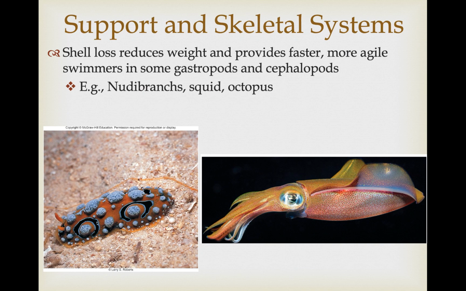As I mentioned, there have been a number of cases where the shell has been lost. This reduces weight and provides for quicker, more agile movements seen in some of the gastropods and the cephalopods. So think about this squid. They can swim very agilely and very quickly. Octopi can occupy very small spaces to escape predators by having this very fluid body that they can squeeze into tight spaces. Nudibranchs can crawl around more efficiently without a shell. That does pose a potential danger to them because they've lost this protective shell, but we're talking about some of the defenses that they have to deal with that.